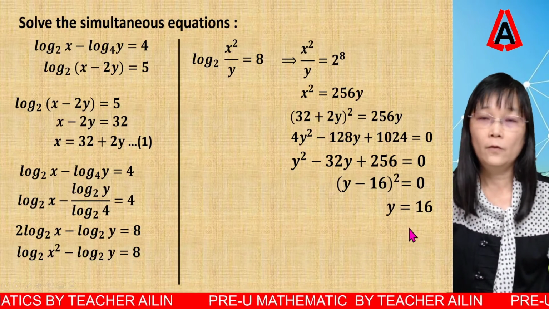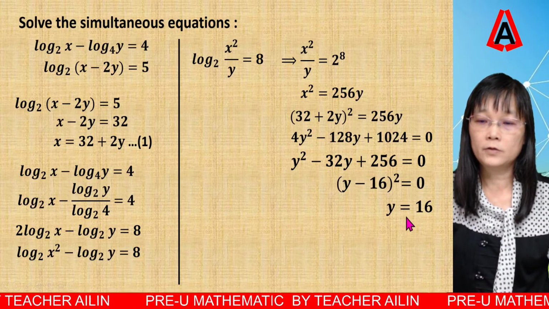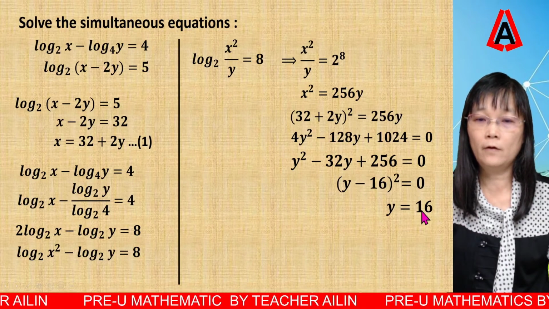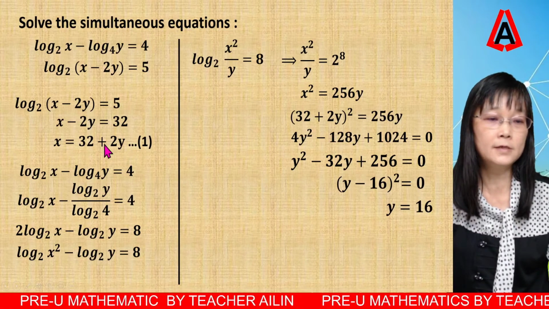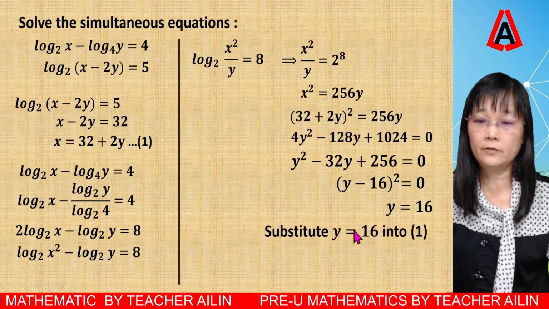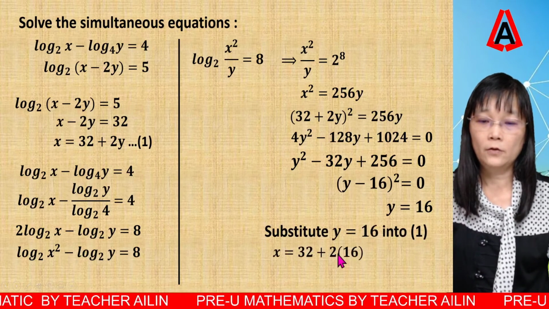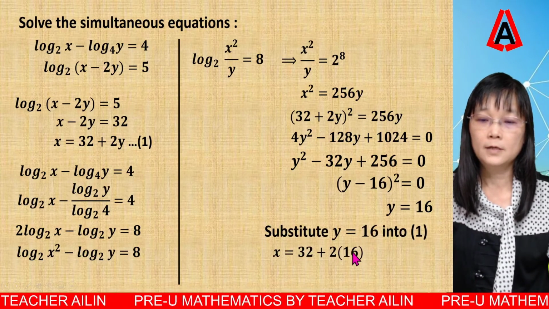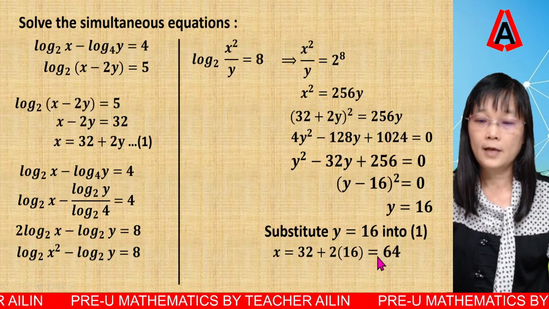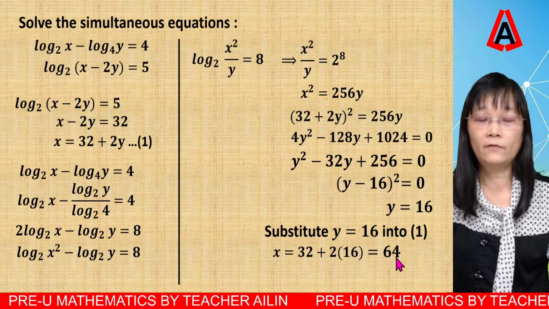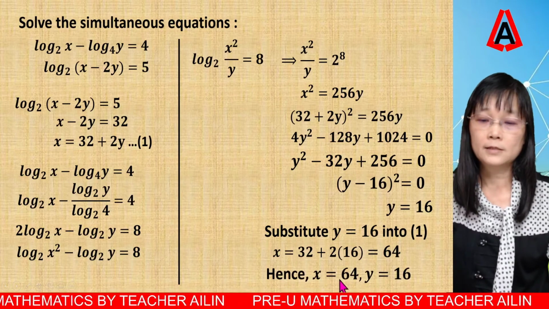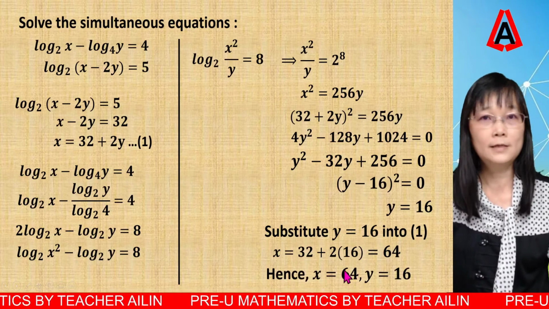When I get that the value of y is 16, I'm going to substitute the value of y into the first equation in order to get the value of x. So when I substitute y here, finally I get x is 64. So therefore x is 64 and y is 16.